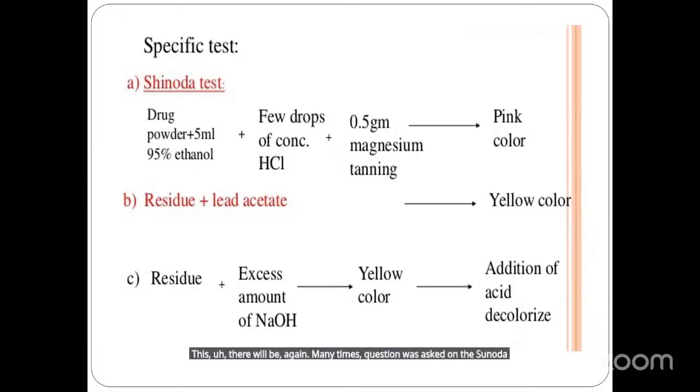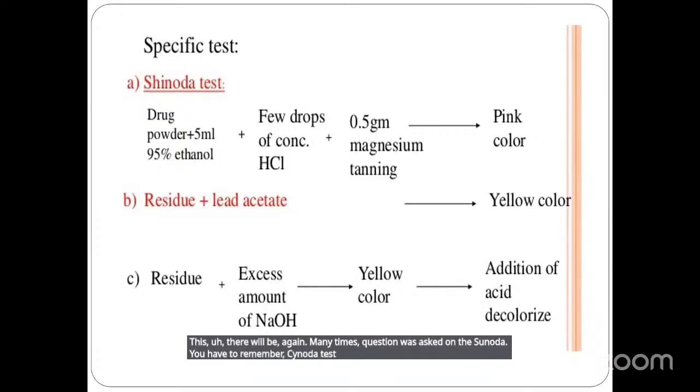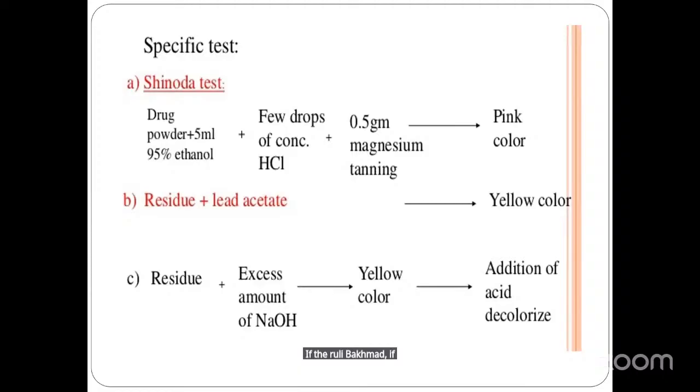You have to remember the Shinoda test is for the bioflavonoids. If there is buckwheat, if there is rutin, you can blindly say that it is for the Shinoda test. In the Shinoda test, you have to take the crude drug powder, then add 5 ml of 90%, 95% ethanol, add concentrated HCl and 0.5 gram of magnesium turnings, and you will get a pink color. Right? Pink color you will get.